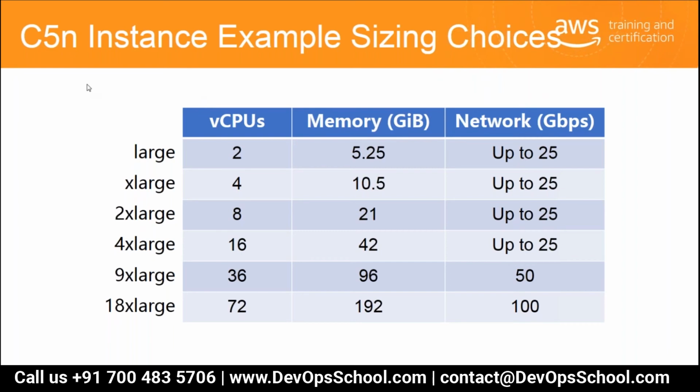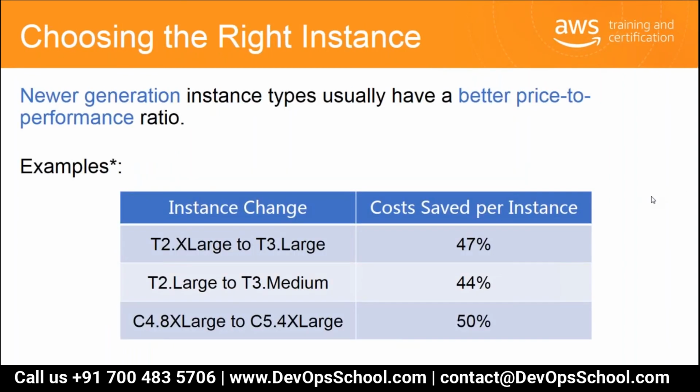If you compare the C5N family sizing choices, you have this comparison. I'll just walk through this slide, it's not very crucial. The fact we have to understand from this is that there are different types of instances in different families, and you have to use your appropriate judgment in choosing each of them.